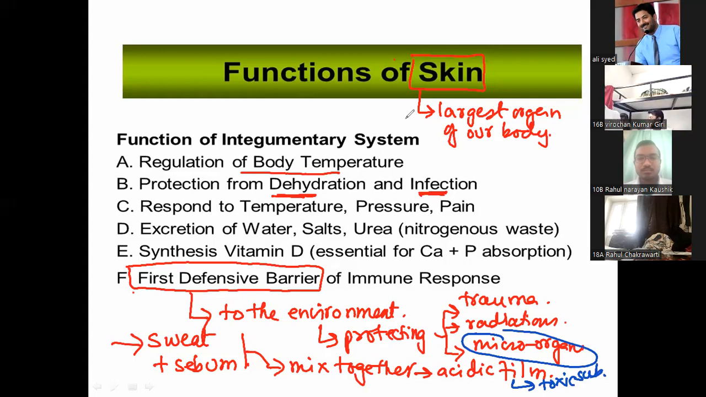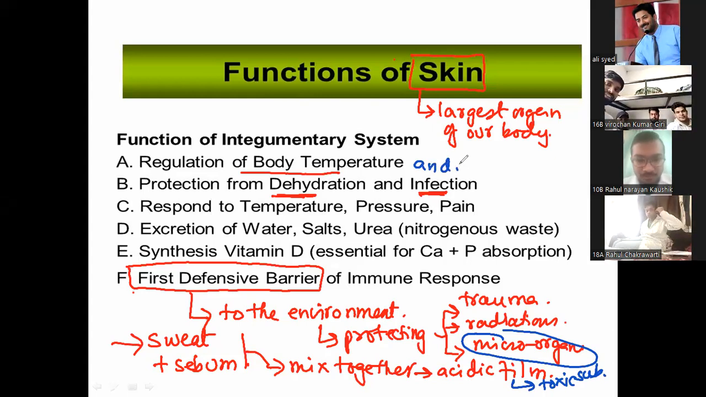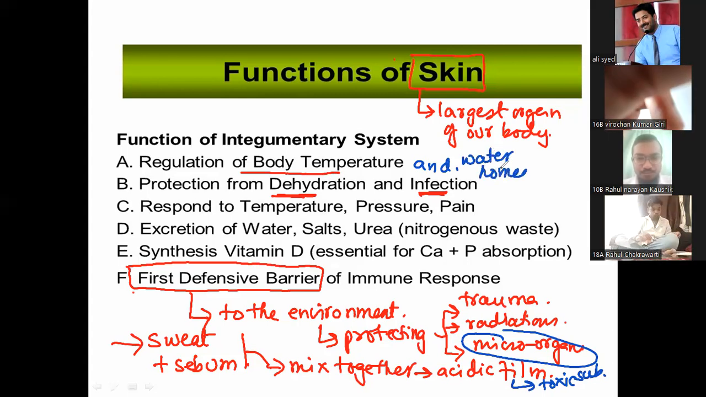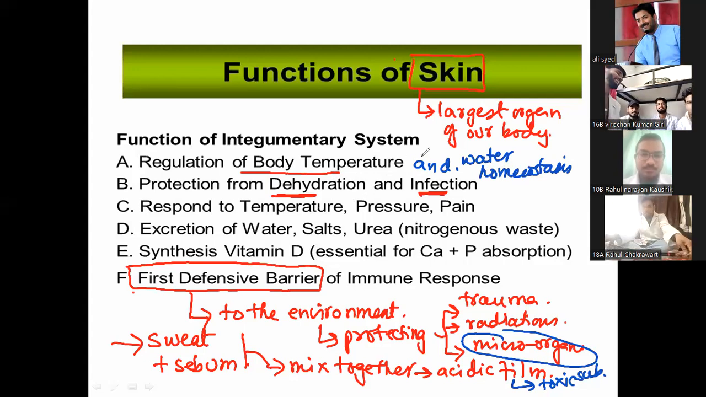So this is how your skin is protecting you. It is also regulating your body temperature. It is also regulating the water homeostasis. So if the skin is damaged, there will be formation of dehydration. If the skin is damaged, there will be more chances of infection in the patient.